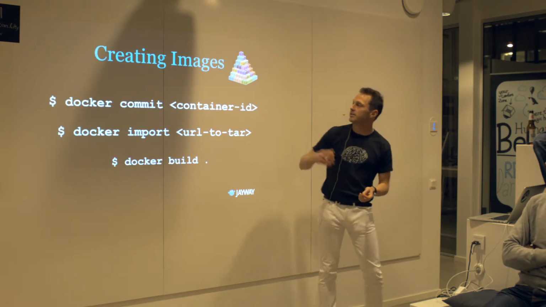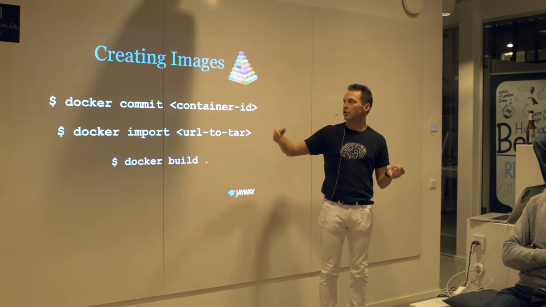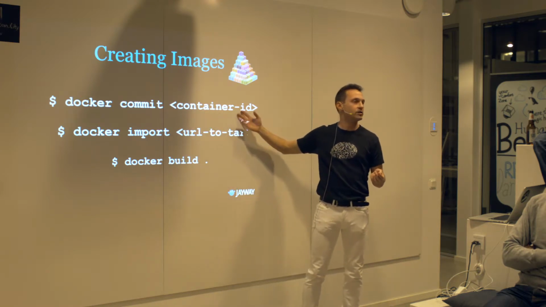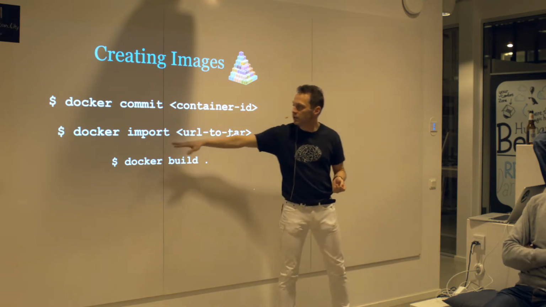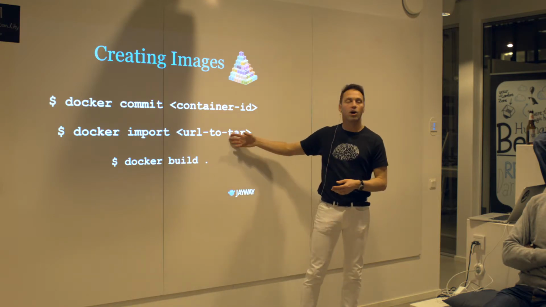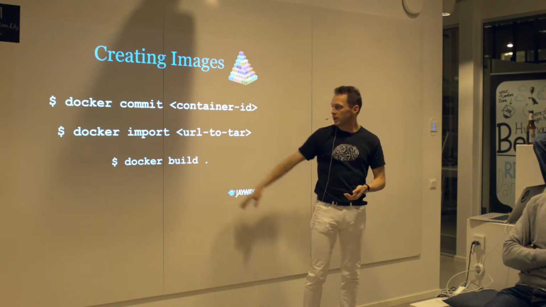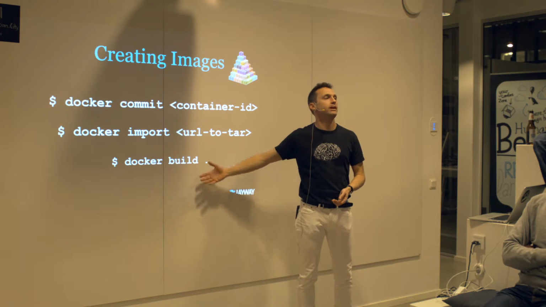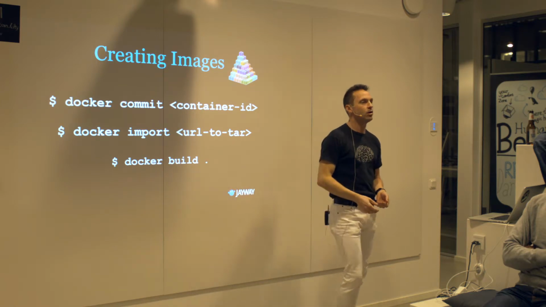So to create new images, you use Docker commit on a container ID. You can use Docker import and have a tar file that you just import, or you use Docker build. And Docker build is the way that you normally do it.